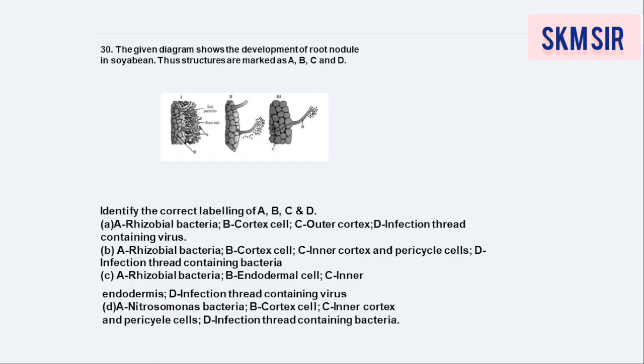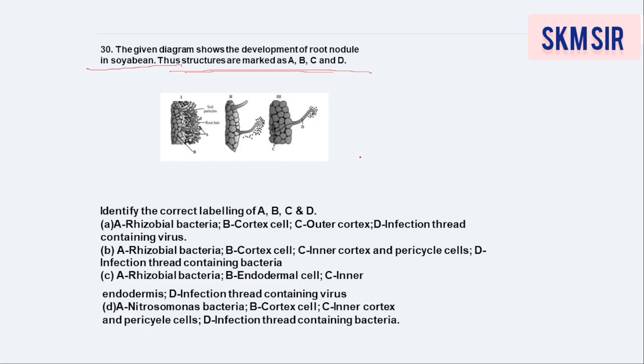Okay. Next question, that is the 30th one. Again it is diagrammatic. See the importance of the NCERT diagram, you can observe it very well. This is the diagram of the formation of root nodules. This diagram shows the development of root nodules in soybean. The structures are marked A, B, C, D, and you need to find out what they are. I'm giving you time, just find out and choose your correct options.